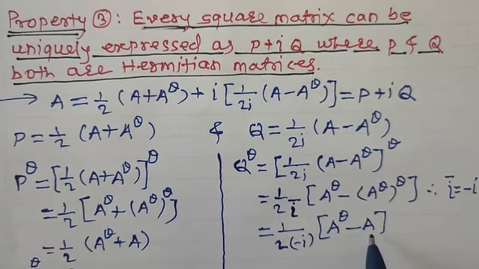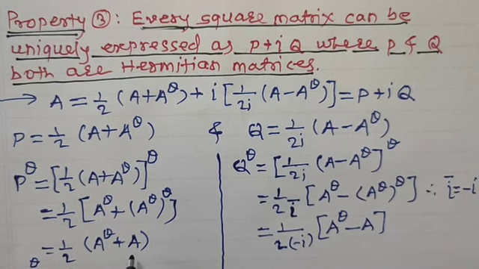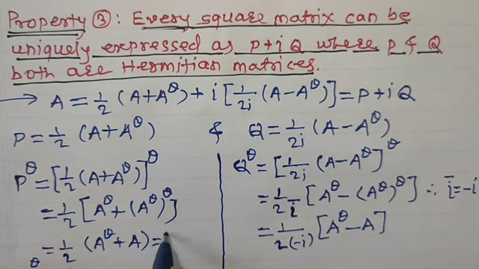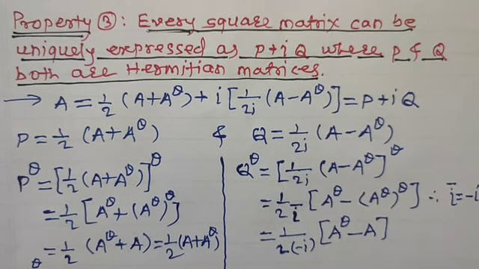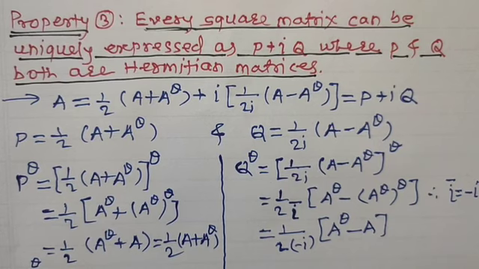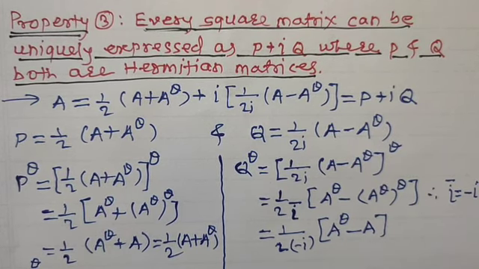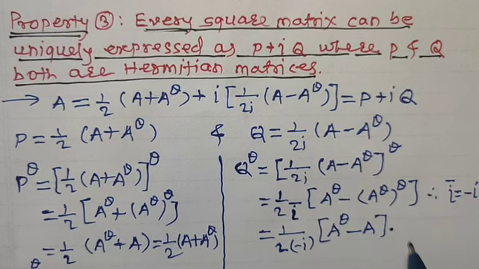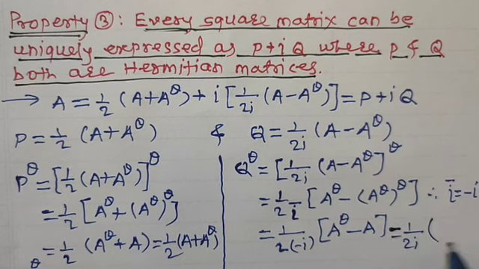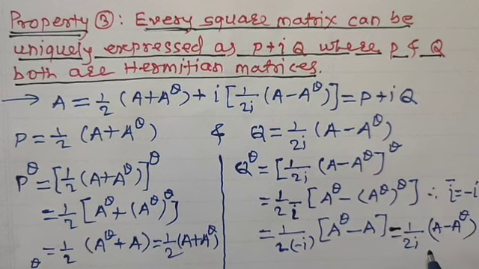Now we want A at first position. Here also you can write this as 1 upon 2, A plus A theta, because we want original given matrix A at first position in the expansion. So you can take minus sign common from here. This minus sign we are taking common, minus minus plus. So this is equal to 1 upon 2i times A minus conjugate transpose of A, which is equal to Q. Hence this is equal to Q.